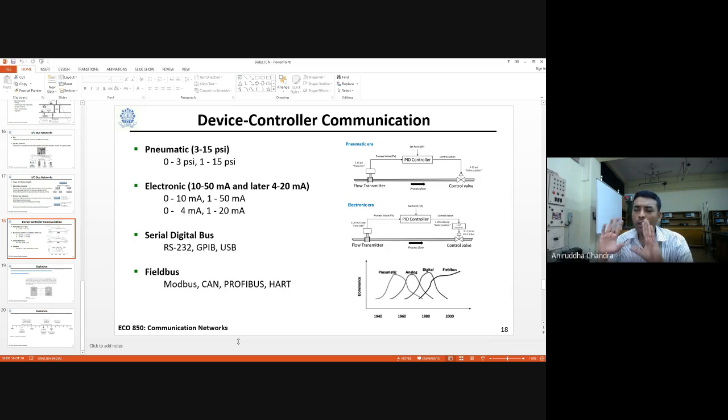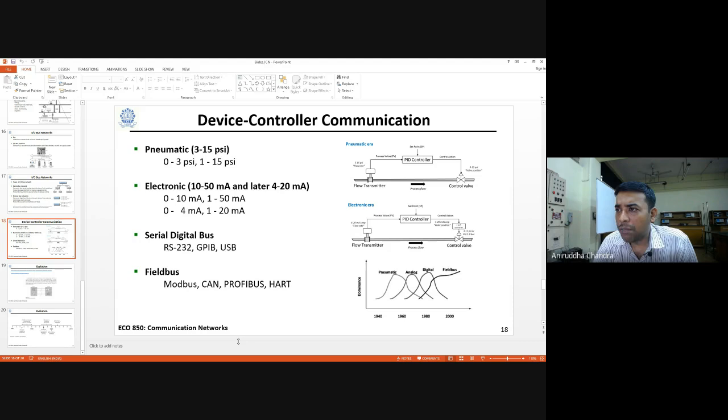Well, I'm talking about control, and suppose I'm talking about a flow control kind of thing. There is a flow, and this flow can be relevant to a chemical engineering plant, it can be relevant to a mechanical thing, it can be relevant to the civil engineering department. So we have something like a control valve, and then we have some kind of flow transmitter.